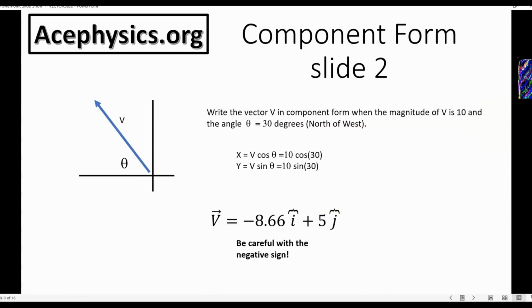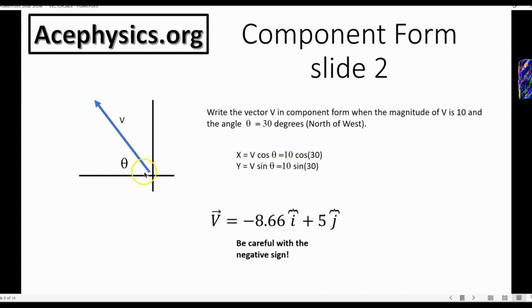Here's another example of writing vectors in component form. Write the vector v in component form when the magnitude of v is 10 and the angle is 30 degrees north of west. Here's the vector v. Here's the angle theta. So the magnitude is 10 and the angle theta is 30, as shown in this picture. The x component is how long the vector is in the x direction. That's this length right here, v cosine of theta. For this particular problem, that's 10 cosine of 30. And the y component is v sine of theta, which is 10 sine of 30.